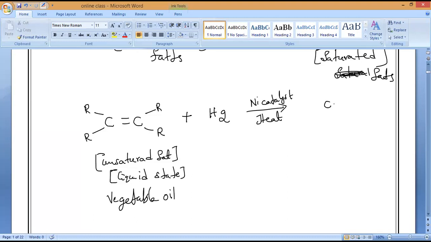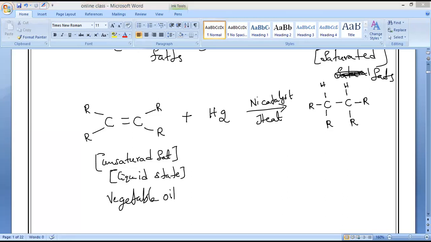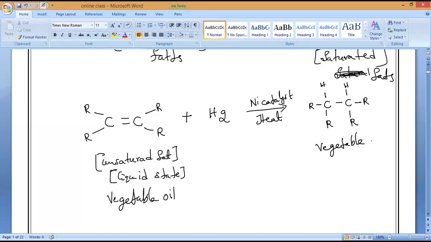So it turns into like this. Check it, everybody, how I will draw. Observe, this is the exact structure you have to draw. So one hydrogen up, one hydrogen up. As I am adding two hydrogens, it will come like this. Is it clear, everybody? Yes. So this is what we do. This is called vegetable ghee, or vanaspati ghee.